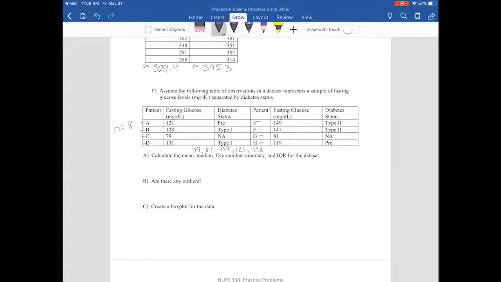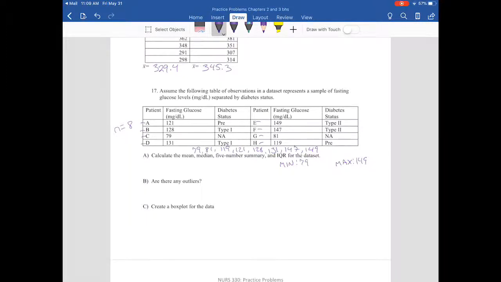And while I'm putting these in, I just want to reiterate that if you're still a little confused on how to find your quartiles or a certain value in the data set, go back to page 106 and they have a flow chart for you to follow. So here are our values in order. We can already see that our minimum value is going to be 79, and our max value is going to be 149.